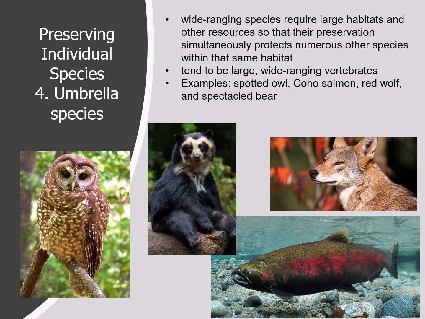We do have a fourth preservation species, that is the umbrella species. These are wide-ranging organisms that require large habitats and other resources so that their preservation simultaneously protects numerous other species within that habitat. Some examples are the spotted owl, the coho salmon, red wolf, and spectacled bear.